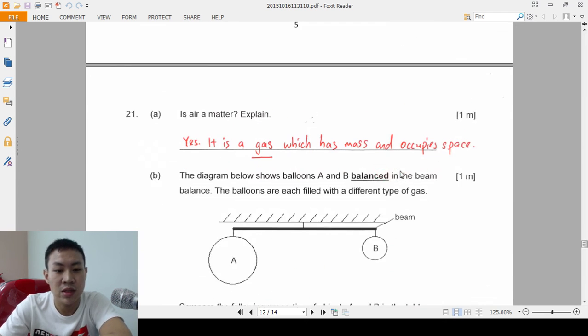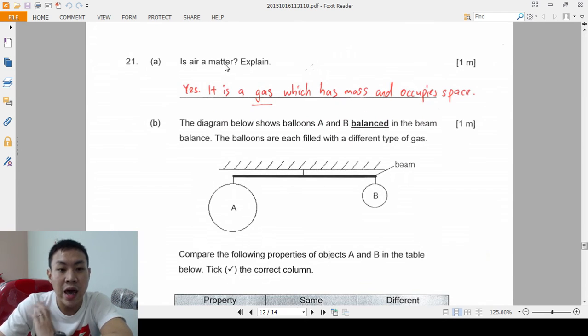21. Is air a matter? Yes. So air, I will classify it as a gas. So my keyword here is gas. It is a gas. And what about matter that we know? Matter must have these two properties: it has mass and occupies space. Right now if you have written just gas, you get 1 mark. If you have written mass and occupy space or mass and volume, it is good because you are being very clear in your answering.